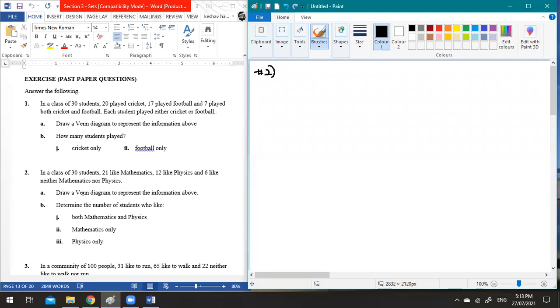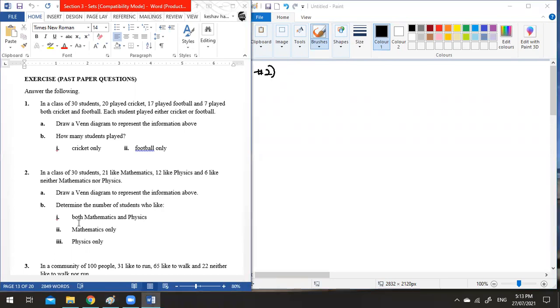Number 2: in a class of 30 students, 20 like mathematics, 12 like physics, and 6 like neither maths nor physics. Draw a Venn diagram to represent the information above. Determine the number of students who like both mathematics and physics, mathematics only and physics only.